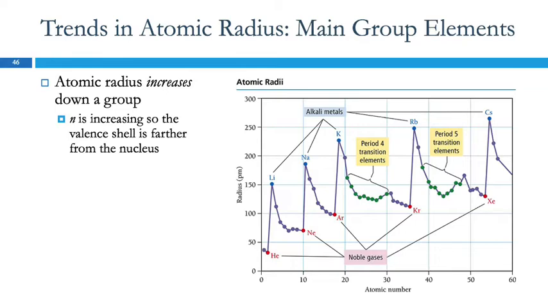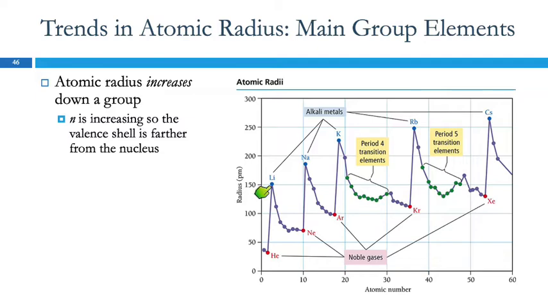So what's the trend in atomic size? Well, this is kind of a crazy graph, isn't it? Here's the radius of an atom, atomic radius in picometers as a function of atomic number. So it's down here, and it jumps up and it comes down, and it jumps up and it comes down.